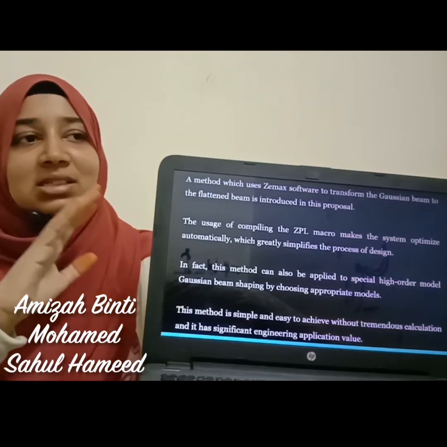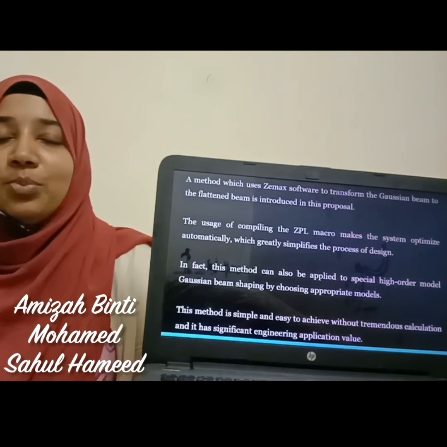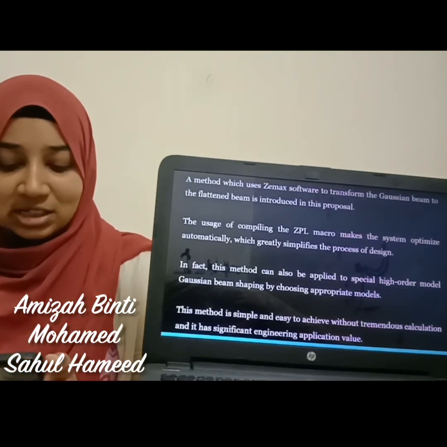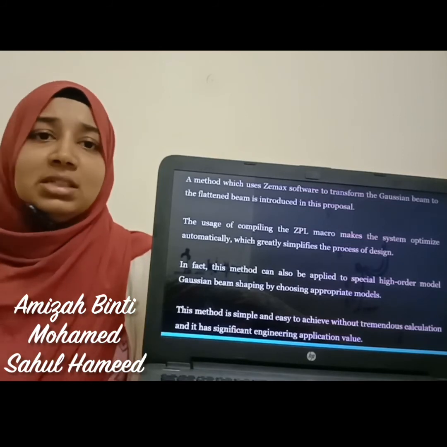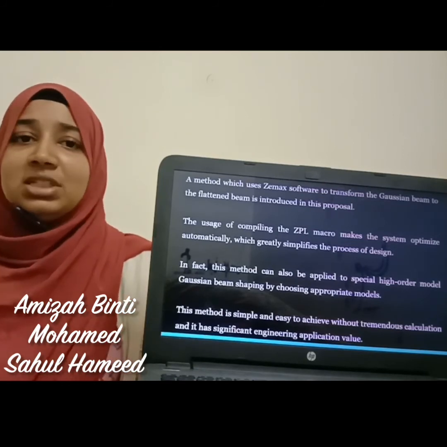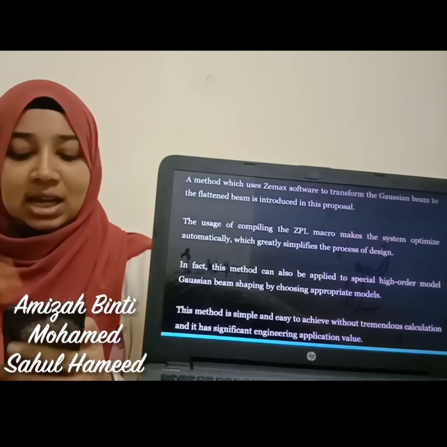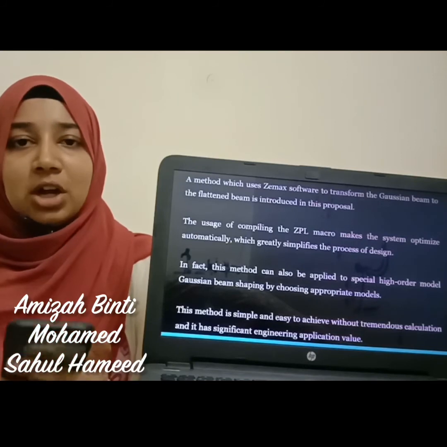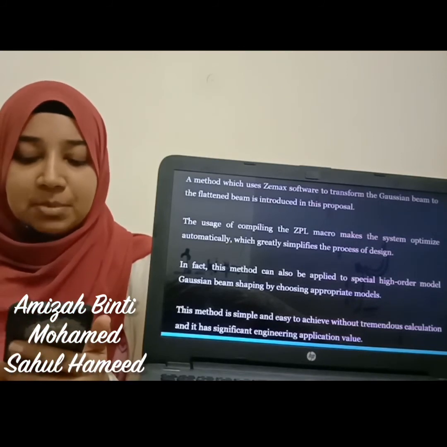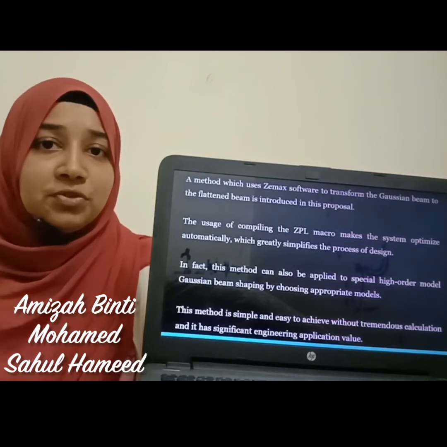Okay, and then this method also has significantly improved the overall design of the system, meaning that the output you will get a better design system. So a simplified design system, you can easier to troubleshoot, easier to upgrade, easier to detect where's the problem. And this method also is specialized for high order model Gaussian beam shaping by using appropriate model, because there are a lot of modeling to be chosen from to apply in the Gaussian beam.